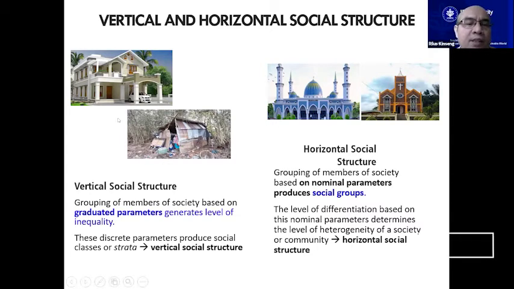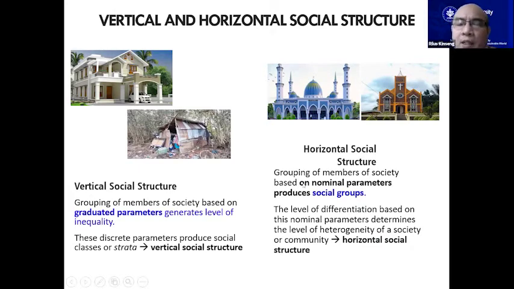So this social stratification is a kind of vertical social structure because it is stratified: higher, middle, and lower. So this is vertical social structure, such as stratification based on wealth, education, power, and so on. While if you use the nominal parameters, then we will have a horizontal social structure, because the population will then be grouped in more or less the same position.